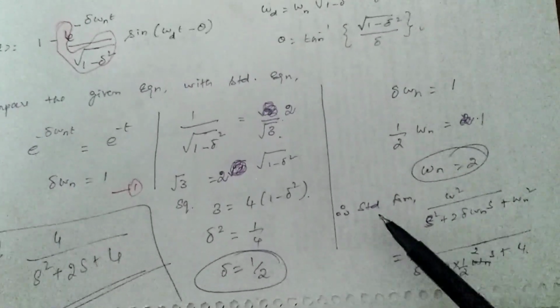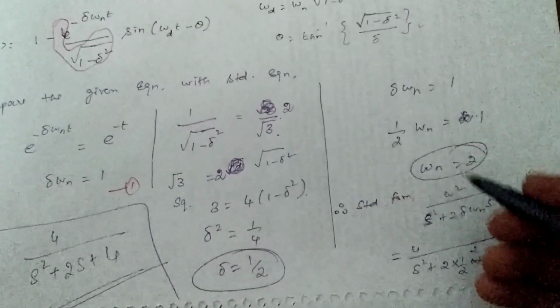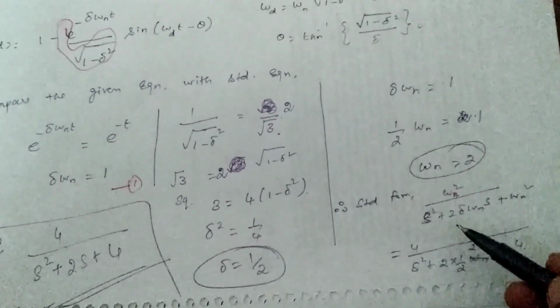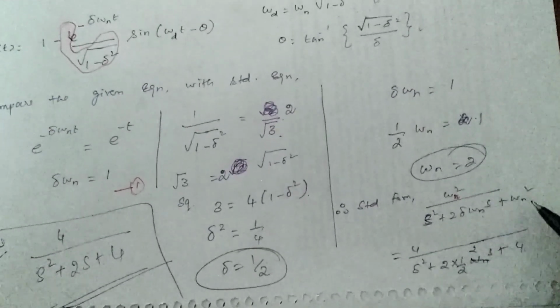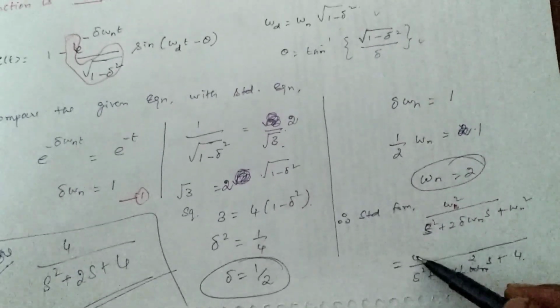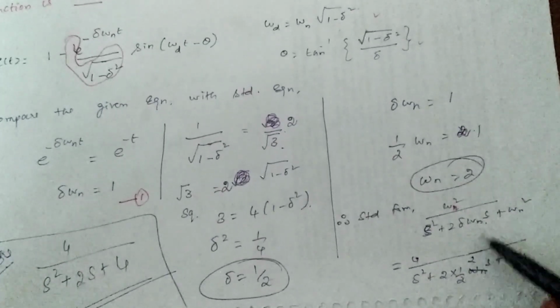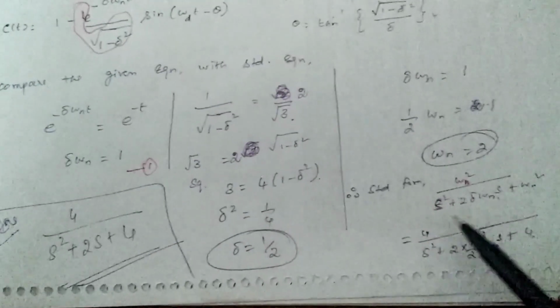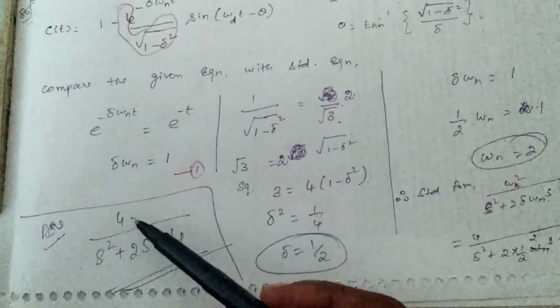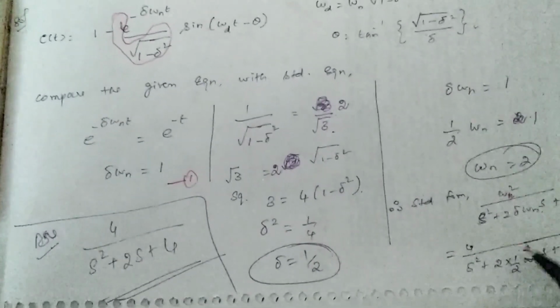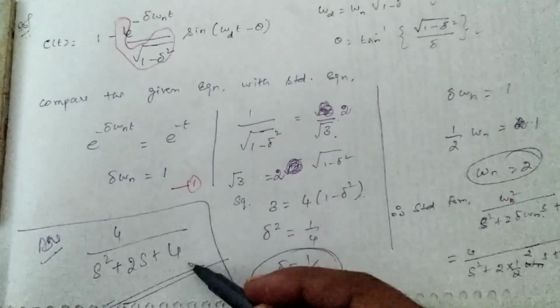The standard form of the second order equation is omega n square divided by s square plus 2 delta omega n s plus omega n square. So substituting the omega n value and delta value, we have the transfer function 4 divided by, after simplifying, s square plus 2s plus 4.